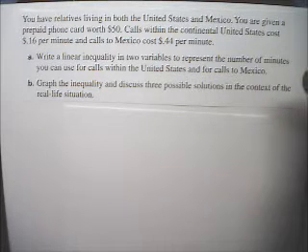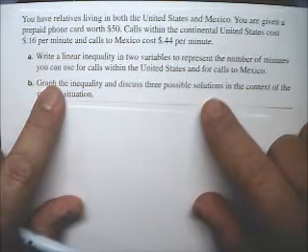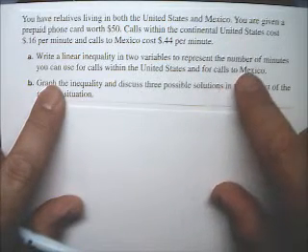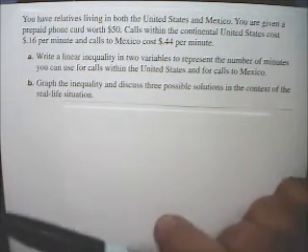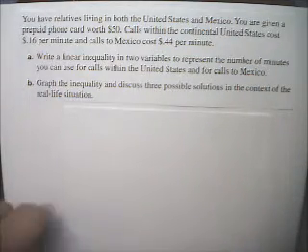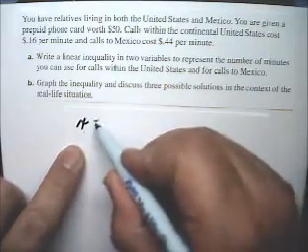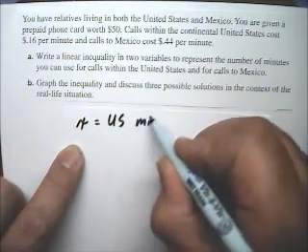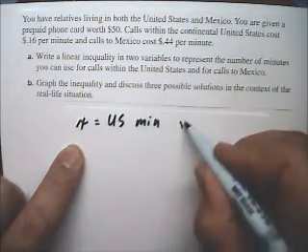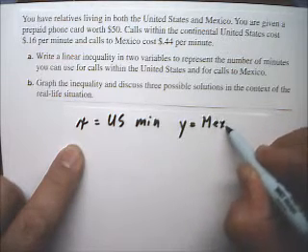And we need to write a linear inequality in two variables to represent the number of minutes to the United States and Mexico. So I'll let x equal the US minutes, and y, of course, becomes the Mexican minutes.